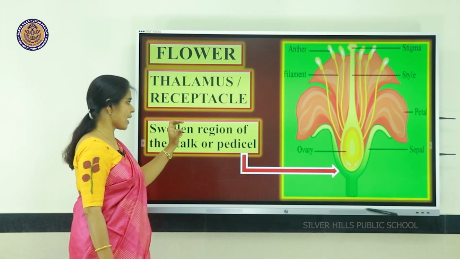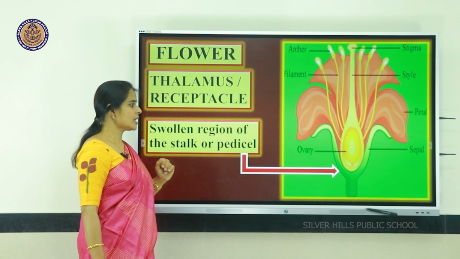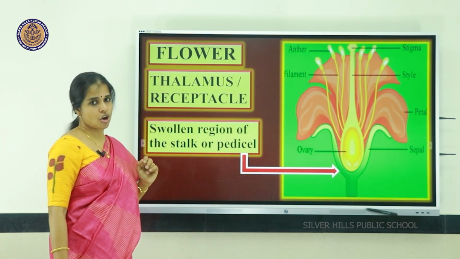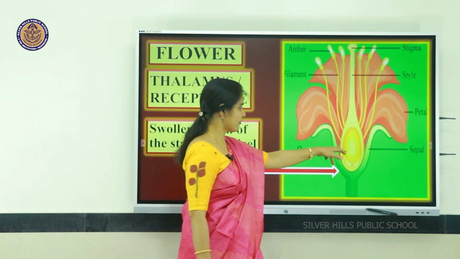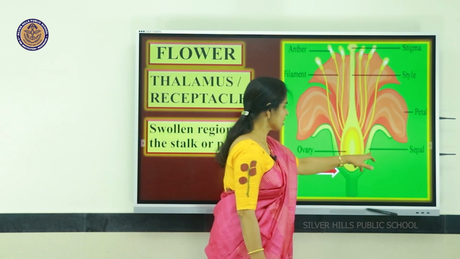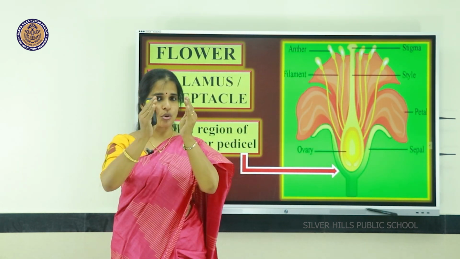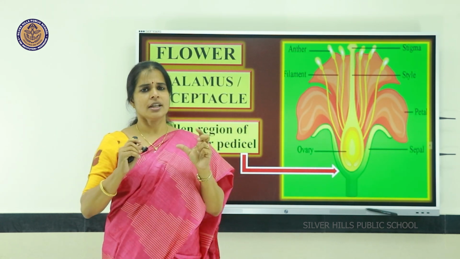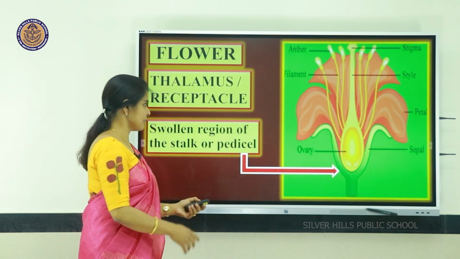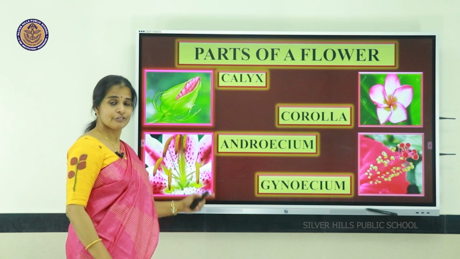So, the originating part is a swollen region, and this swollen region present on a flower, we call it thalamus or receptacle. That is the region, where an arrow mark is given, from where all the parts of a flower are originating. So, the basal portion, a bulged swollen portion from where all the floral parts are originating, we call it thalamus.